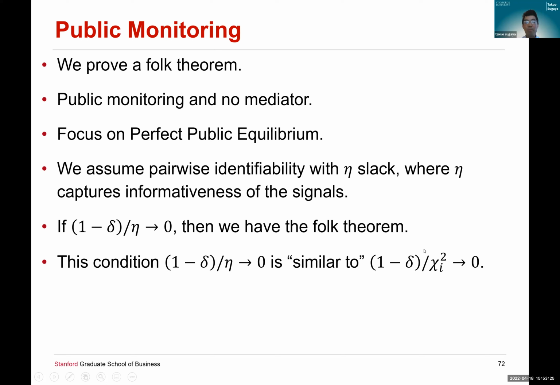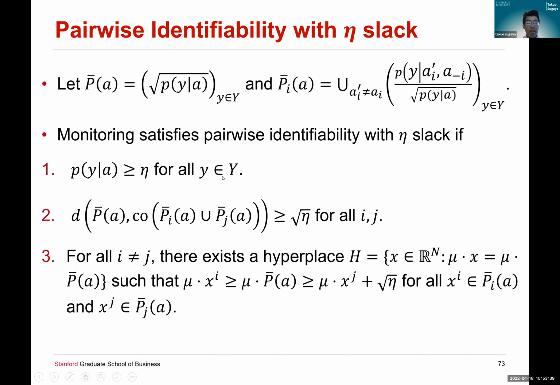So when our upper bound is getting very loose, we say that makes sense, because in that environment, we know that the Folk theorem holds. So that's how we sort of try to argue that the upper bound is reasonably tight. And so, the pairwise identifiability with eta slack.